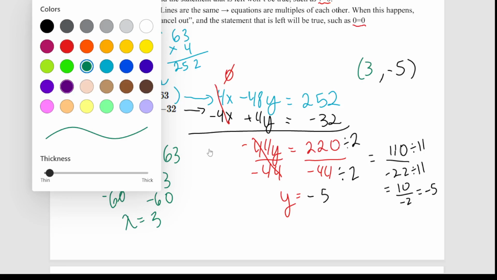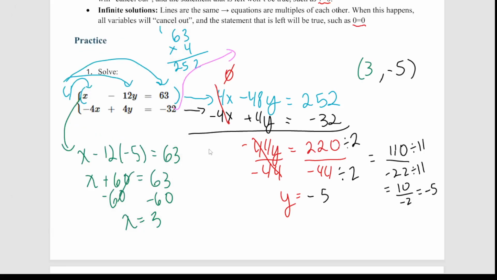And this is a case where I can also show you the way that you would check your work, which is by just plugging into the other equation. So we have negative 4 times 3 plus 4 times negative 5 should equal negative 32 if we did this right. Negative 4 times 3 is negative 12. 4 times negative 5 is negative 20. And negative 32 does indeed equal negative 32, so I know I did this correctly because it works in both equations.